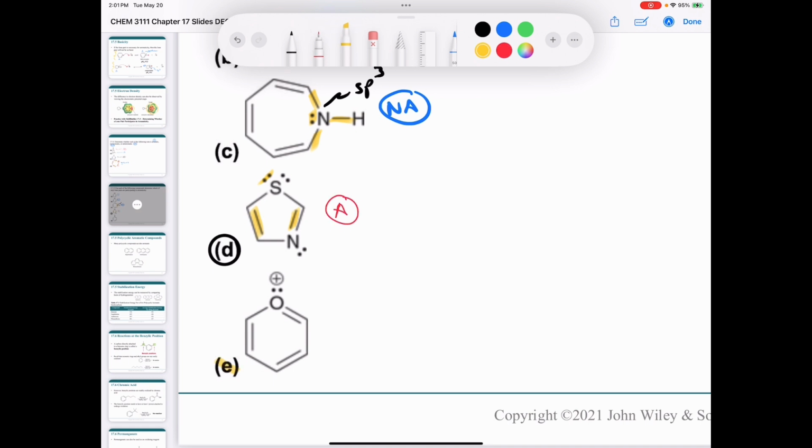And then finally in E, there's only one lone pair on the oxygen, and it's not required for aromaticity. It's not participating in resonance in this case. And so the oxygen atom is already using the p orbital as part of a pi bond to establish aromaticity. And so this lone pair has nothing to do with aromaticity, but this compound would be aromatic.